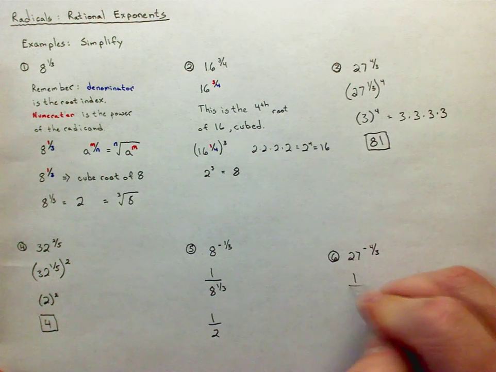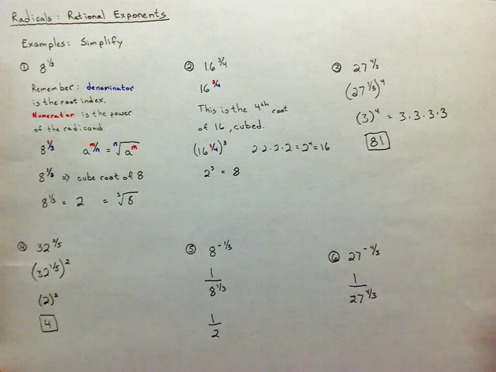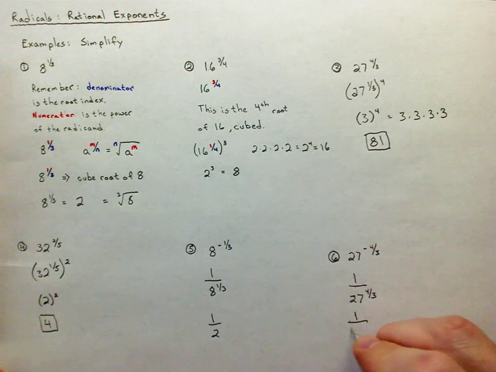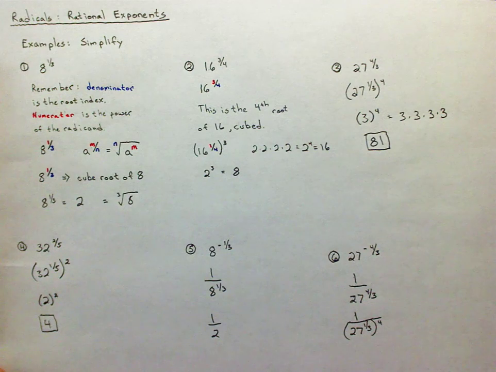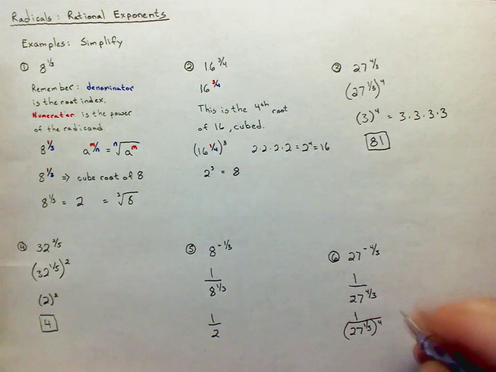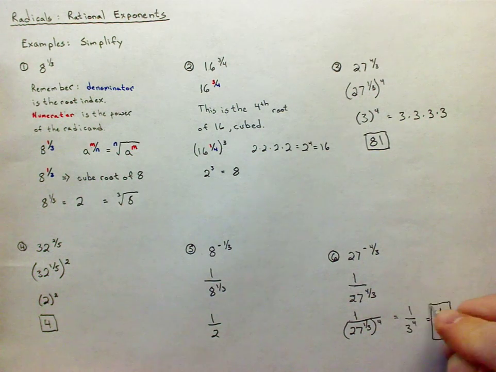Here, exponent rules again. I will rewrite 27 to the negative 4/3 as 1 over 27 to the 1/3 power, all of that to the 4th power. What number can I multiply by itself 3 times and give me 27? 3. So what I end up with is 1 over 3 to the 4th, and 3 to the 4th equals 81, so 1/81 is my answer.